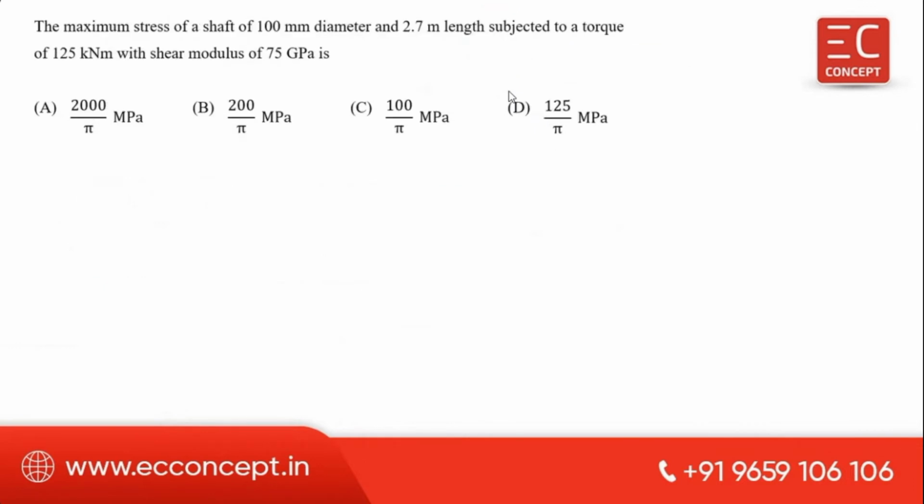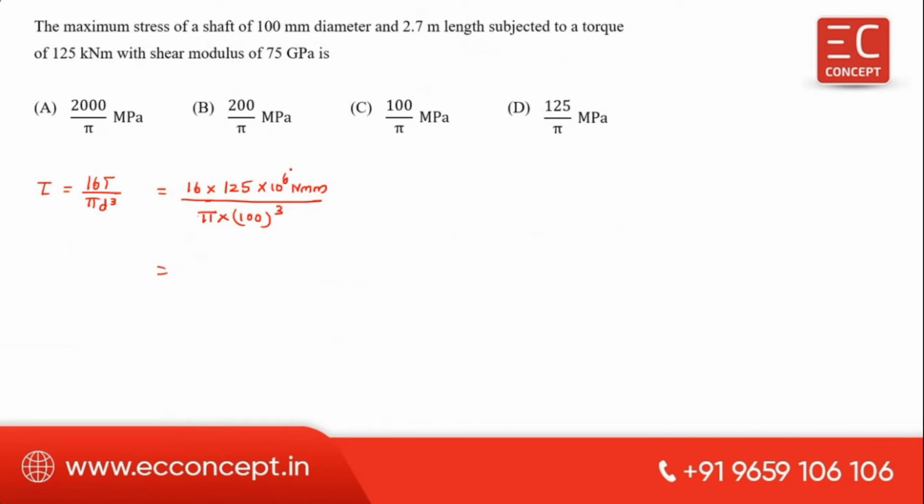Okay, now next question. The maximum stress of a shaft of 10 mm diameter and 2.7 meter length subject to torque, shear modulus. Maximum shear stress they are asking in a torque. We know that shear stress is equal to what? 16T divided by pi D cube. Keep this formula in your mind. So which is equal to 16 into what is T? 125 into 10 raised to 6 Newton millimeter divided by pi into what is the diameter? Maximum shear shaft of diameter 100.